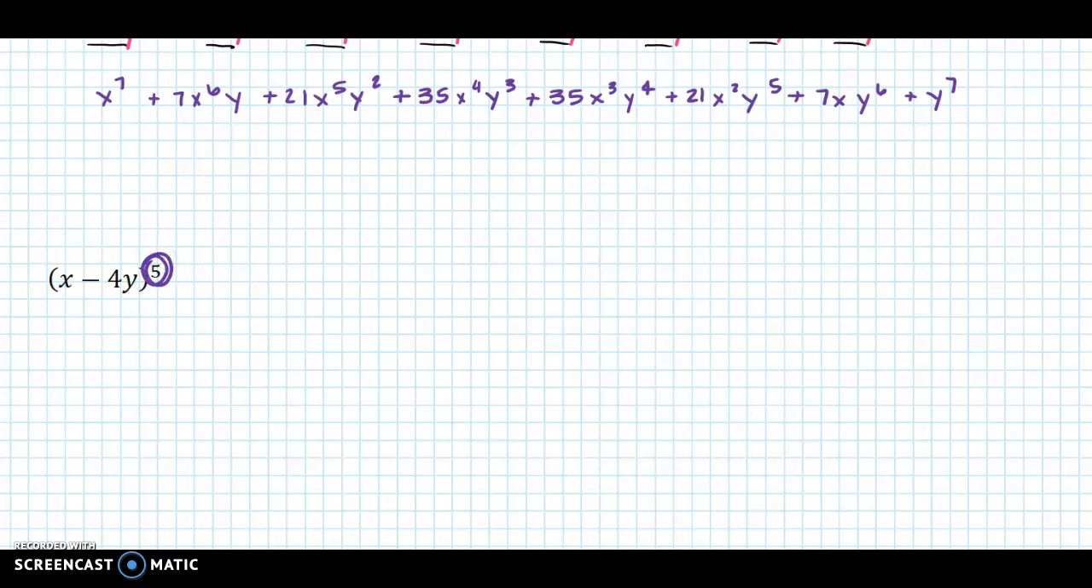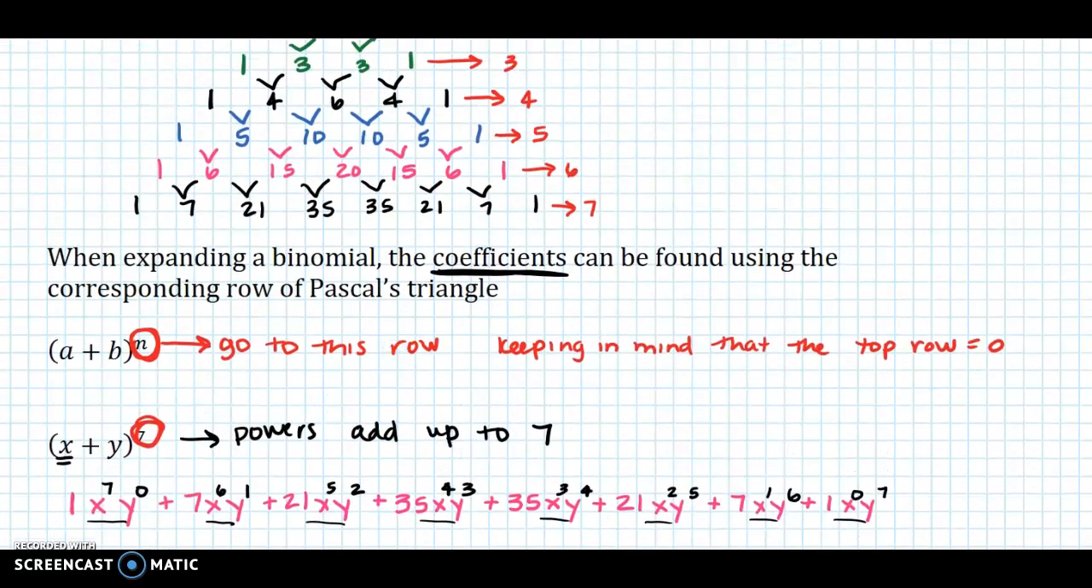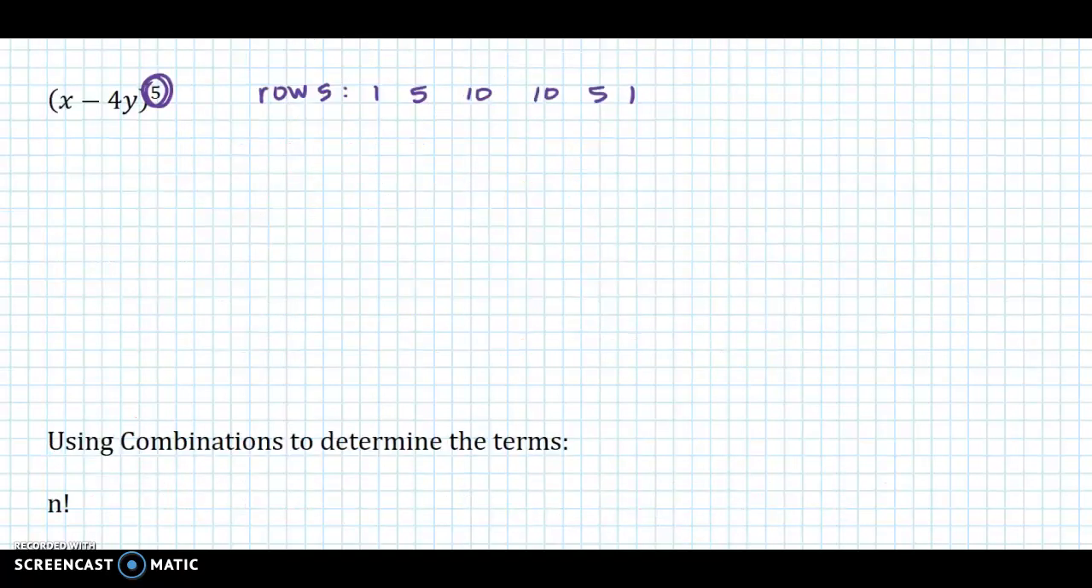So first we need to look at the 5th row of Pascal's triangle. So the 5th row of Pascal's triangle is right here. 1, 5, 10, 10, 5, 1. So I went ahead and wrote down the 5th row right here. So you have 1. And go ahead and write this and this, keeping the 4 negative.